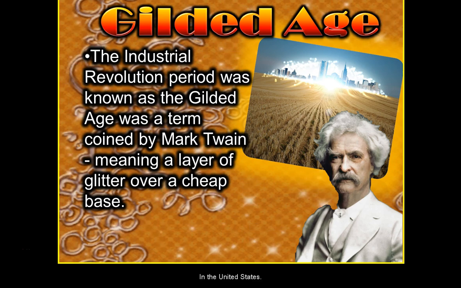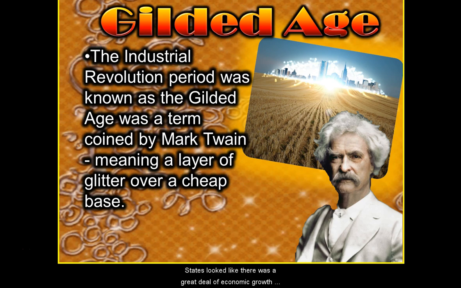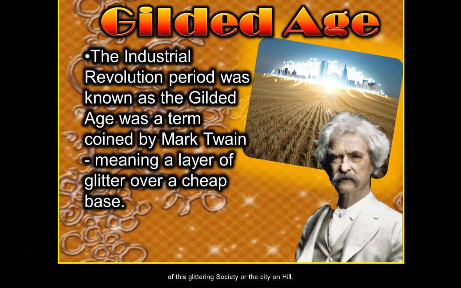In the United States, why this was called the Gilded Age is because, as an analogy to that kind of cheap jewelry, the United States looked like there was a great deal of economic growth. It looked rich. It looked powerful. But all you had to do was scratch the surface and you saw all kinds of things that didn't fit with the idea of this glittering society or this city on a hill.